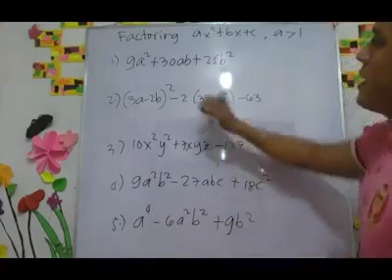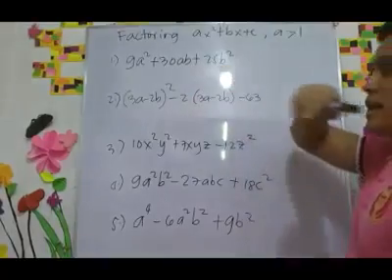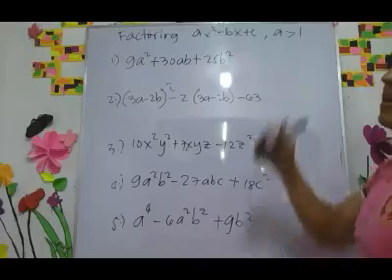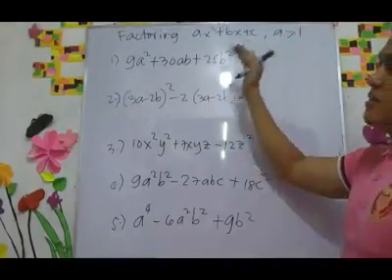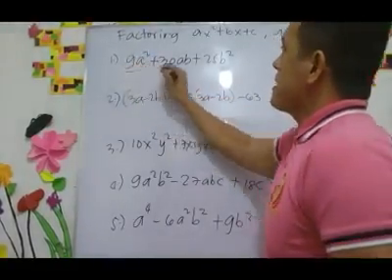Number 1, 9a squared plus 30ab plus 25b squared. As I told you earlier, with ax squared plus bx plus c, where a is equal to 1, always factor the first and factor the last. So the same principle applies in this. So factor the first and factor the last.